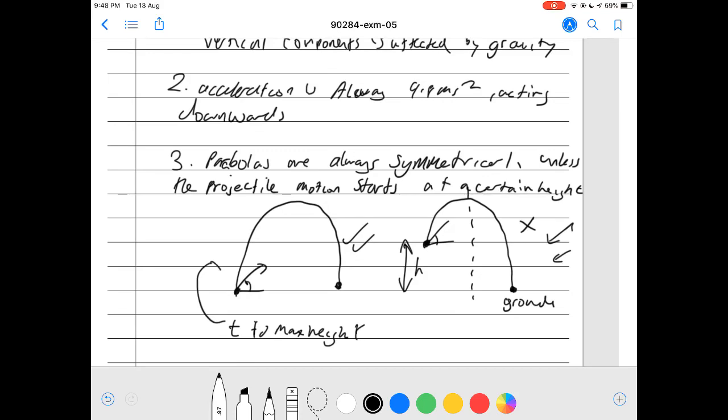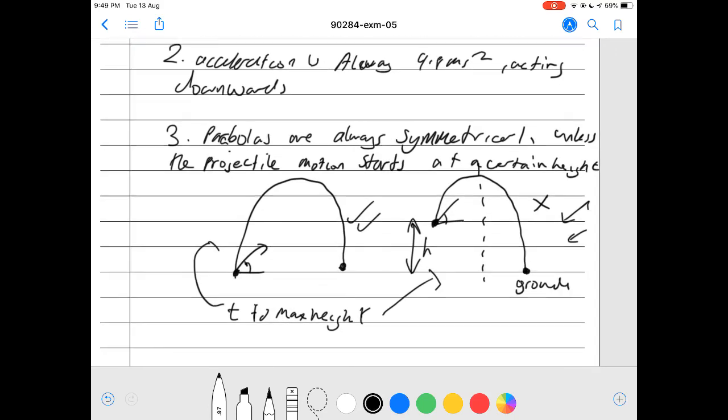In this case, you can just multiply by 2. However, in this case, you need to separately use the VI and VF and separately work out what the second half time is. So for this case, you found out the first half of the time, but then you need to find the second half of the time, okay? So that's what I mean when I say the parabola is symmetrical, unless it states that it's not symmetrical.